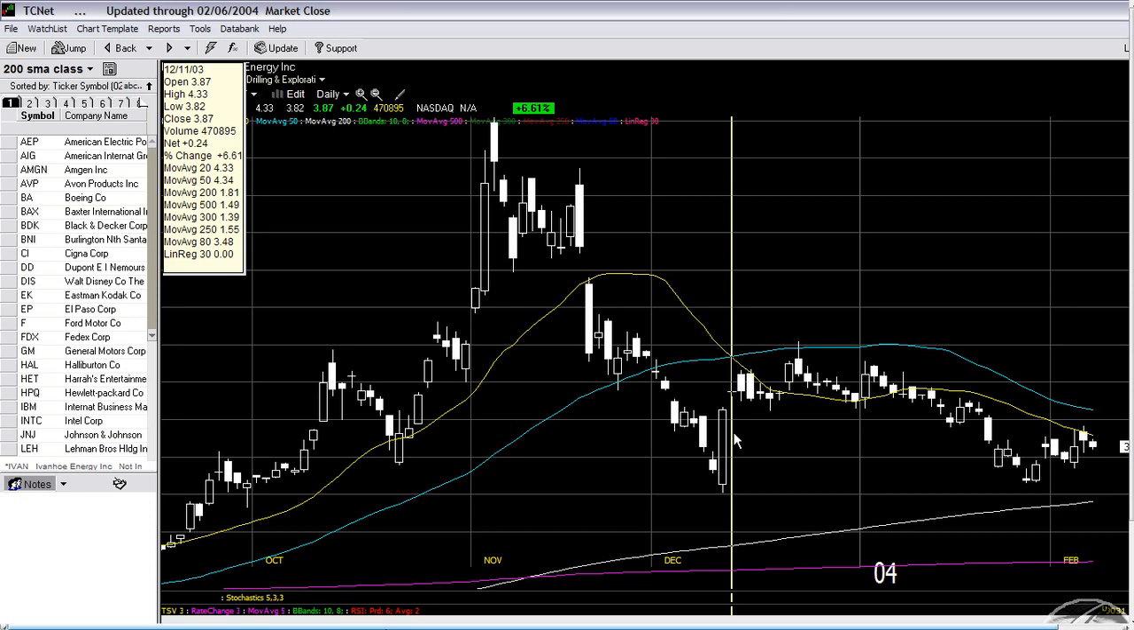Next, wedge and triangle patterns are often found at major moving average breakouts. We saw that in wave patterns. We get these little triangles at the end of wave 2, and wave 3 breaks them out.